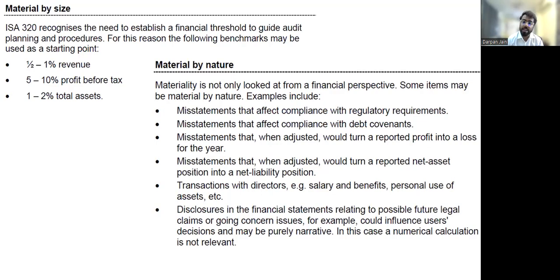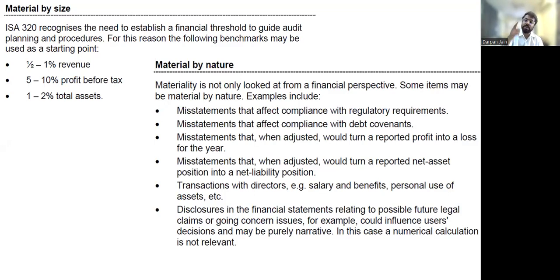First one, misstatements that affect compliance with regulatory requirements. If there's an error or a fraud which is affecting compliance with any law, then that's a material misstatement. For example, let's say there's a misstatement in income tax penalty. The company had paid a penalty for income tax, but they have not included that amount in the financial statements. That means there's a misstatement. An amount which should have been included is not included, and it is affecting compliance with income tax law, with a regulatory requirement. Whatever be the amount of that penalty, even if it is only 5,000 rupees, it is a material thing.